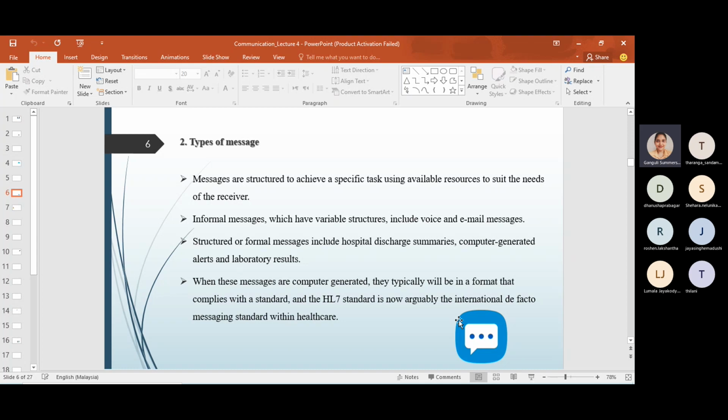Messages we create in the health and social care sector should comply with, and obey, the rules mentioned in the HL7 standard.